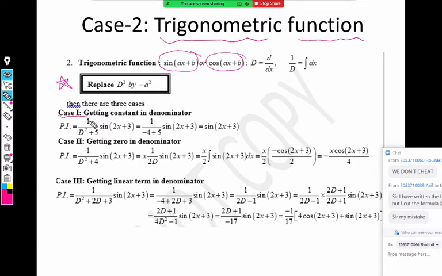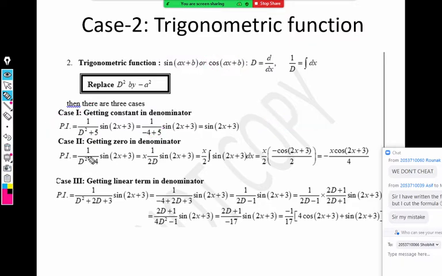Case number one: suppose we have 1 upon D square plus 5 of sine of 2x plus 3. We replace D square by minus 4, and we are getting a constant number. So this is the answer, and that is the end of the problem. Whenever we replace D square by minus a square and we get a constant in the denominator, we have to stop there and we get the answer. So that is case 1.